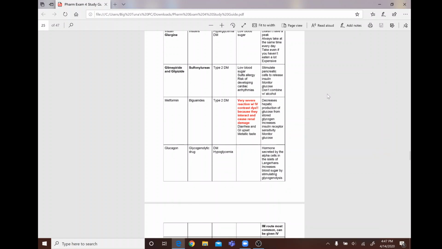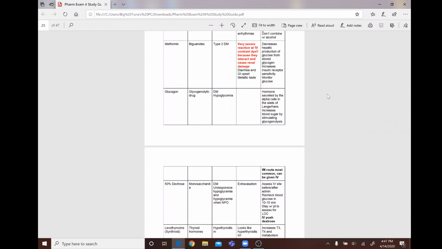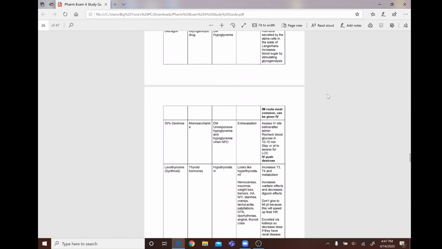Glucagon is a glycogenolytic drug. It's used for diabetes and hypoglycemia, and it's released by alpha cells. So you want to monitor glucose, obviously. An IM route is most common, can be given IM.